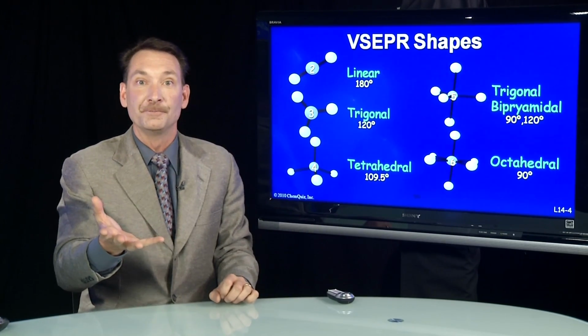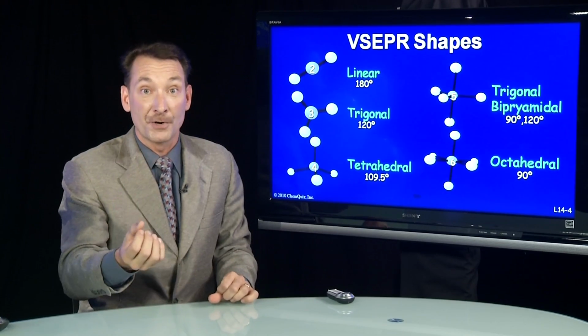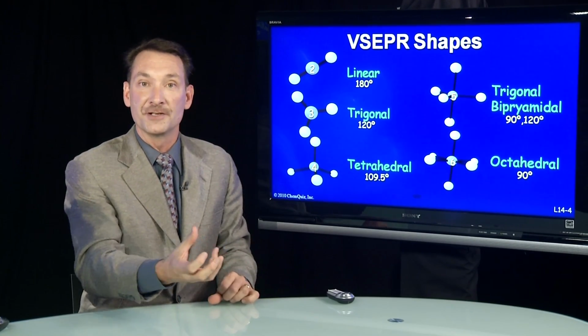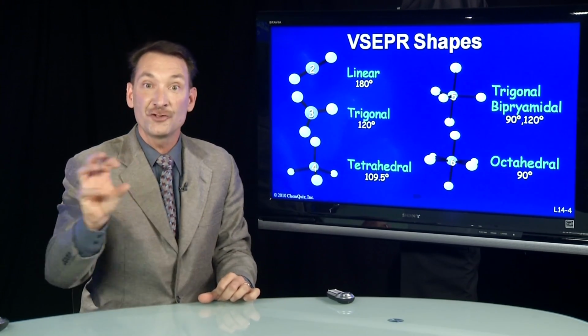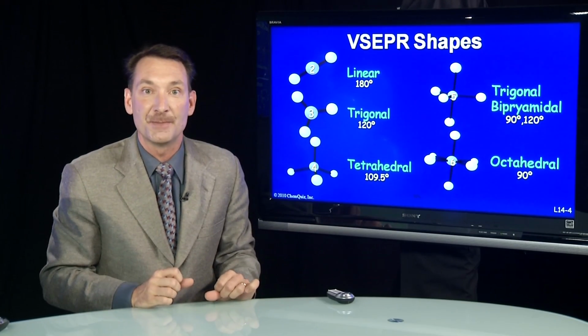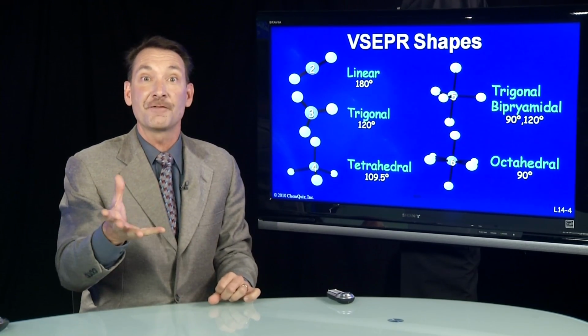So how do you do that? Well, you know the steric number is the number of lone pairs and the number of bonded atoms. That tells you how many things you have to distribute in space. We can look at that for several examples.